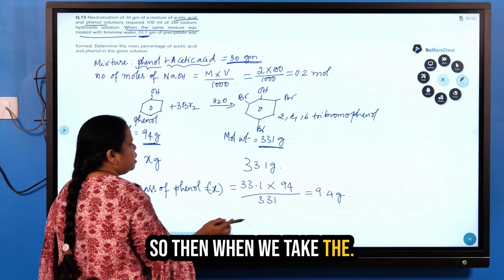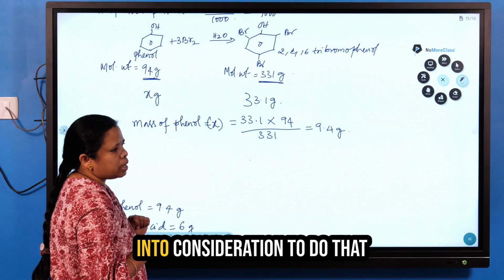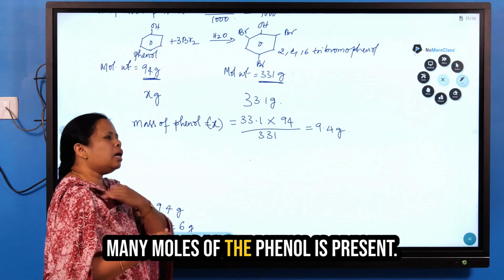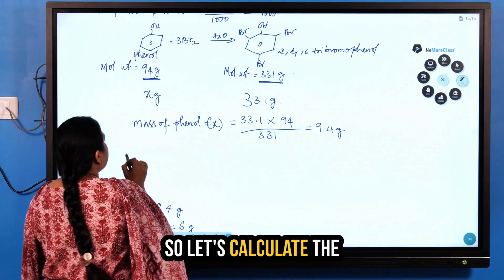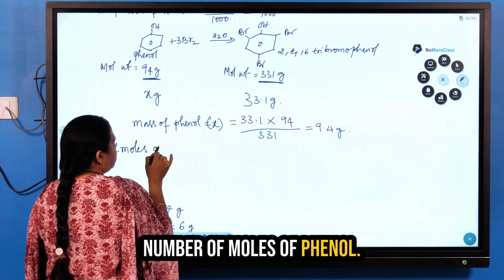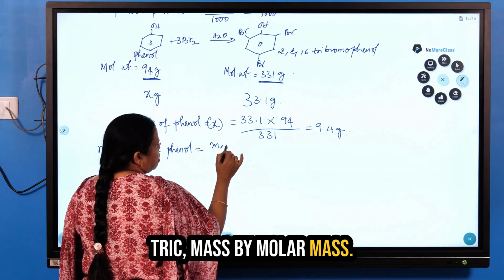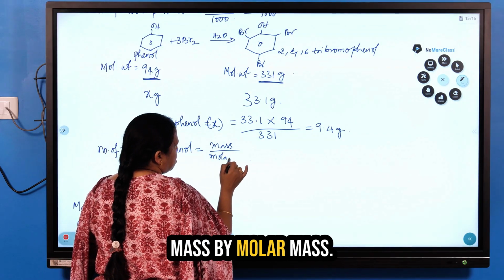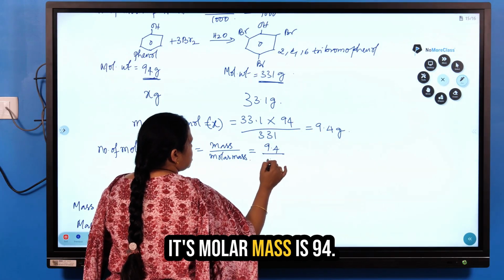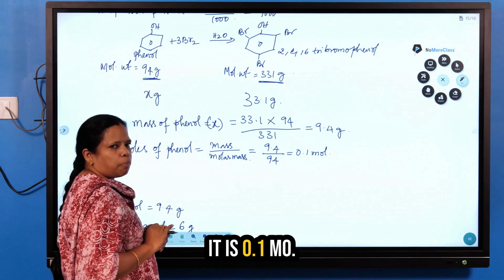Then, for the rest of the question, we are asked about the mass percentage. To do that calculation, we need to understand how many moles of the acid and how many moles of the phenol are present. So let's calculate the number of moles of phenol. First lesson of stoichiometry: mass by molar mass. The mass of phenol we got is 9.4, its molar mass is 94. So it is 0.1 mole.